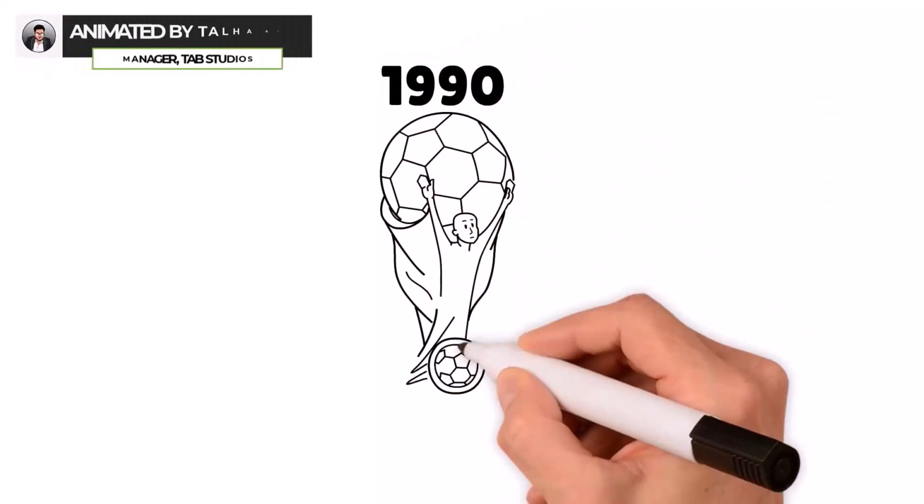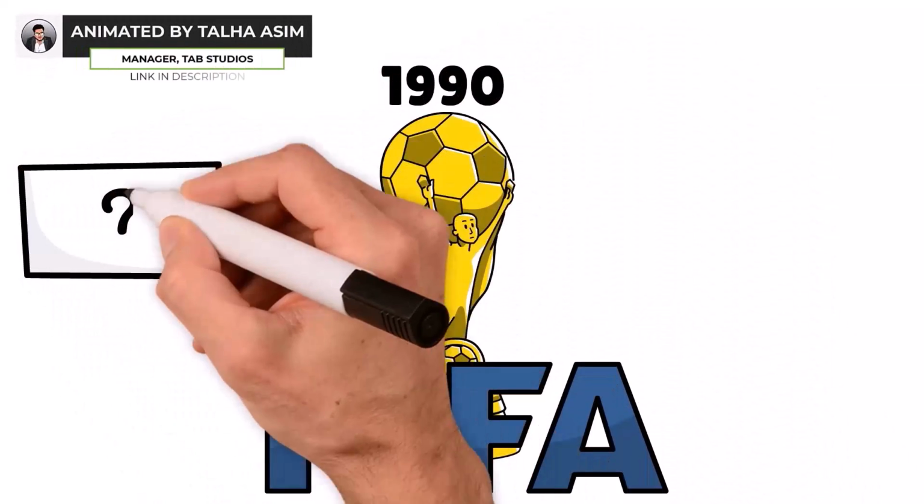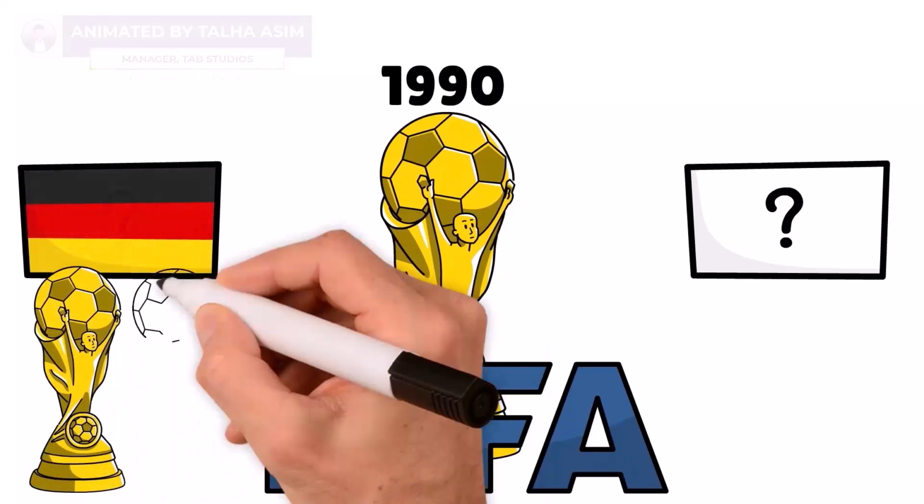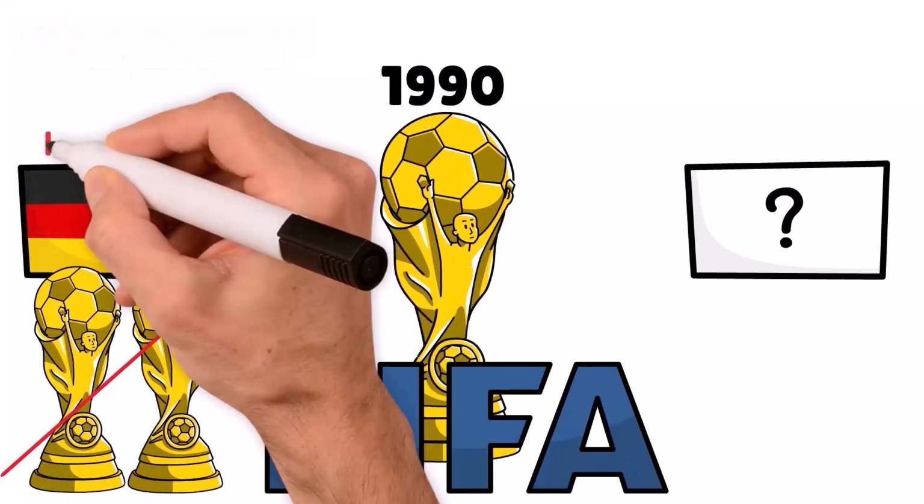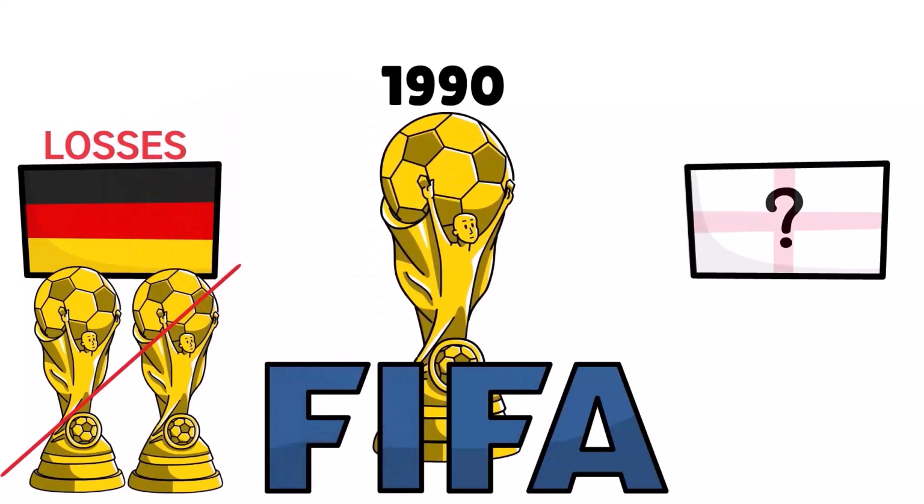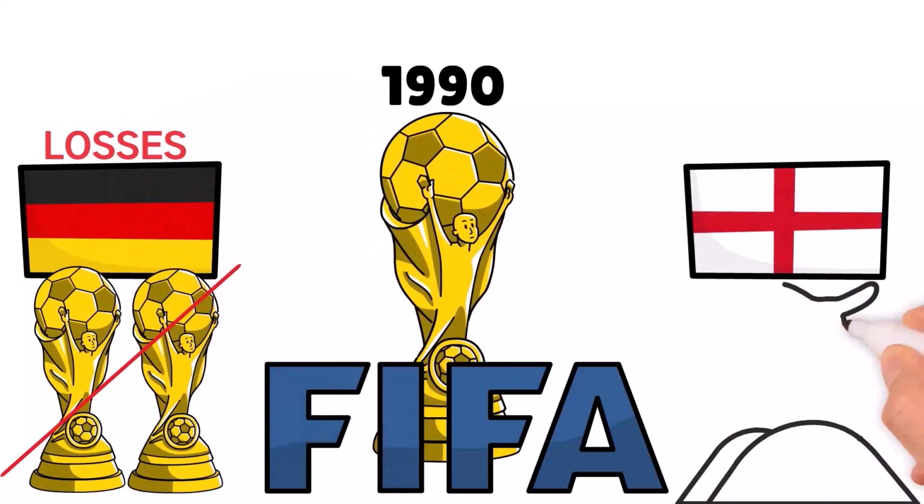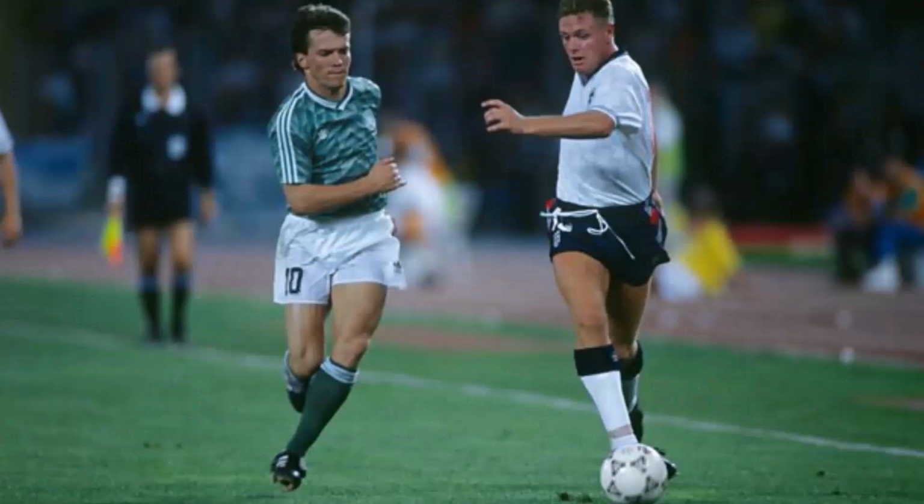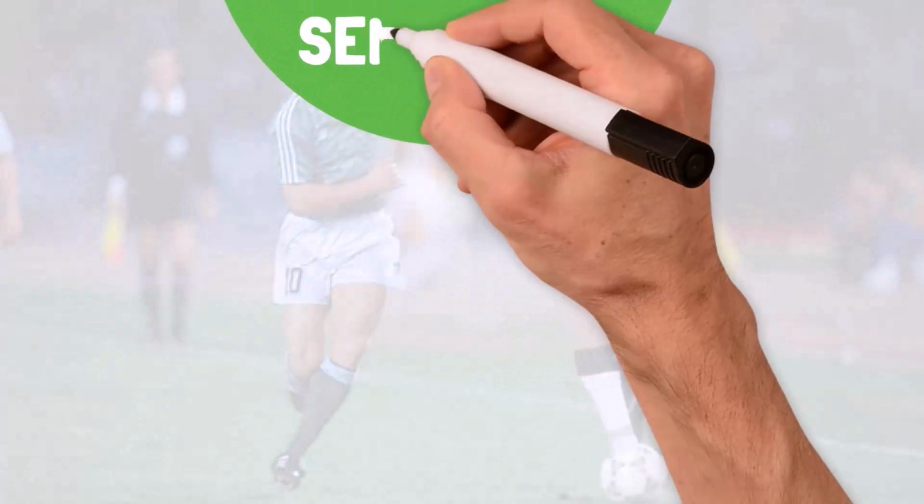The 1990 FIFA World Cup is the story of two teams. The first was West Germany, who were desperate for glory after two consecutive World Cup final losses. The second was England, who would go on to have their best campaign since 1966. They didn't realise it, but both were on a collision course in one of the most famous World Cup semi-finals.